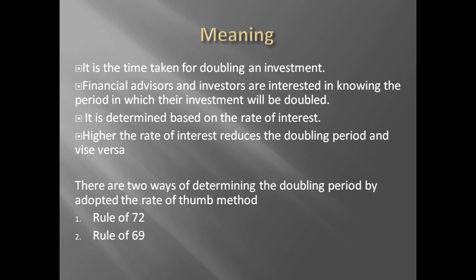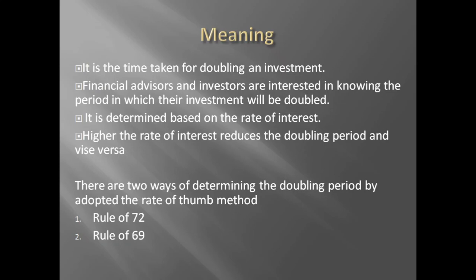So, in a simple way, we can say that doubling period is the time required for doubling our investment, and it is based on the rate of interest we are going to fetch from the investment. If the rate of interest is more, the doubling period will be less, and if the rate of interest is less, the doubling period will be more. There are two ways of determining the doubling period by adopting the rule of thumb method. The first is rule of 72 and the second one is rule of 69.